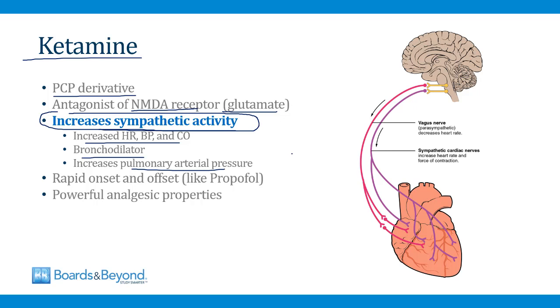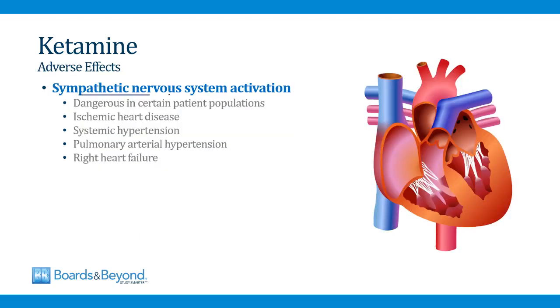As we'll talk about in a minute, there are many patients who need induction of anesthesia but can't tolerate the rise in blood pressure. Just like propofol, it has a rapid onset and offset, and unlike propofol and etomidate, ketamine does have analgesic properties and can block pain. So the sympathetic nervous system activation is the main problem with ketamine. This is dangerous in certain patient populations.